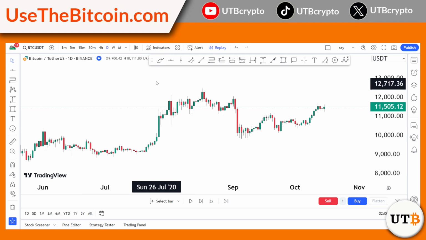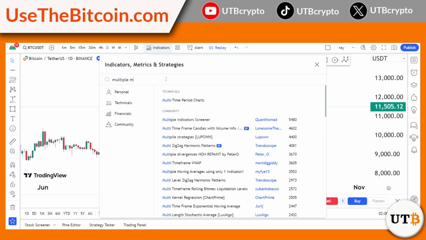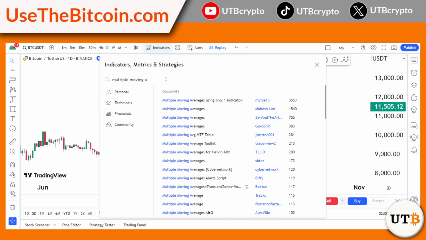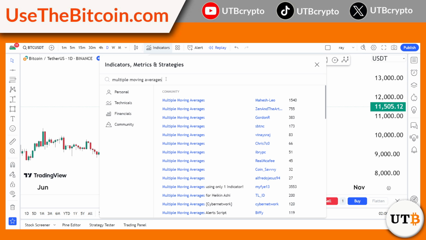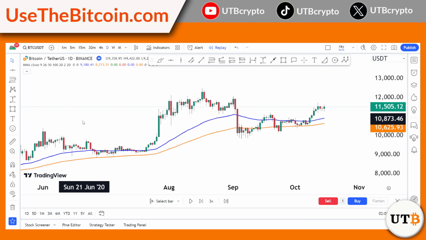In order for us to use multiple moving averages, all you need to do is click the indicator here on top and type the words multiple moving averages. Now click the first one on top, and as you can see, we have a line here on the chart now. So just close this one. There you go. And then hover your mouse here on top until you see the word settings.